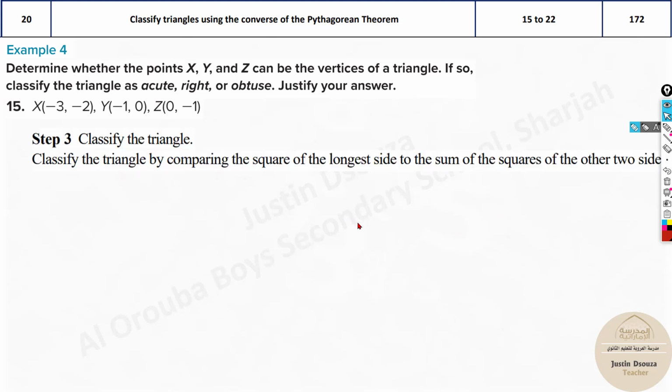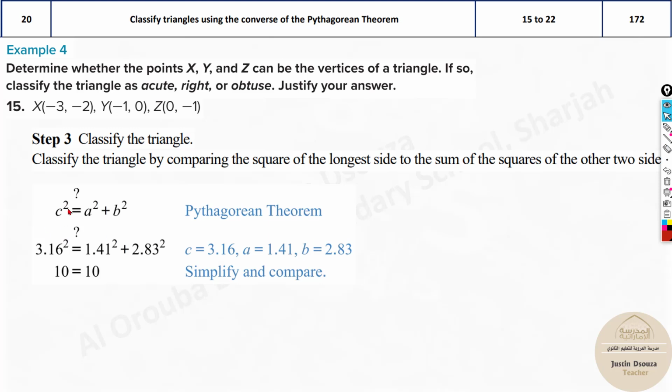And now we classify the triangle. What type of triangle is this? You must use the Pythagoras theorem. I'm sure you know what the Pythagoras theorem is: c squared equals a squared plus b squared. Let me just draw a right angle triangle.